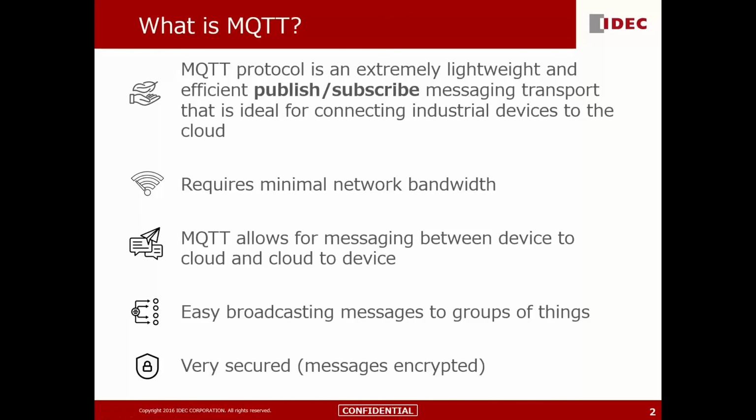So first of all, what is MQTT? MQTT protocol is an extremely lightweight and efficient publish, subscribe messaging transport that is ideal for connecting industrial devices to the cloud. It requires minimal network bandwidth. MQTT allows for messaging between device and cloud to device. It's easy broadcasting messages to a group of things, and it's very secure as the message encrypts. And I will go over the next slide what I mean by secure.